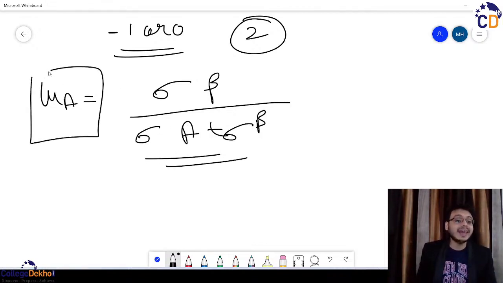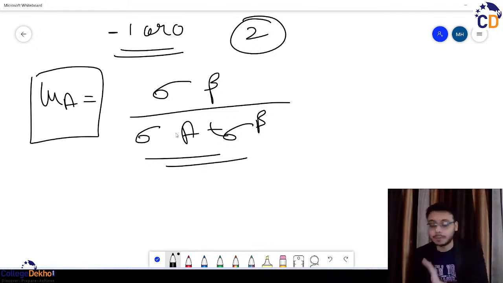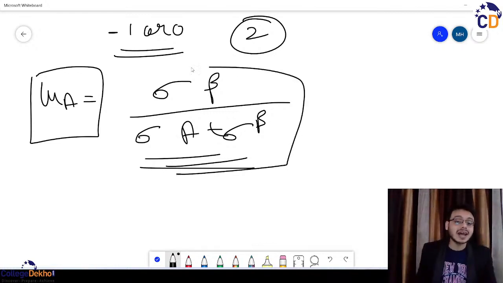अगर हमें स्टॉक A का वेट निकालना है तो न्यूमरेटर में फर्स्ट विल हैव द स्टैंडर्ड डेविएशन ऑफ B, स्टैंडर्ड डेविएशन ऑफ A नहीं आएगा, ठीक है. Standard deviation of B divided by the standard deviation of stock A plus standard deviation of stock B. Then how to calculate the standard deviations we have already done in the previous session.